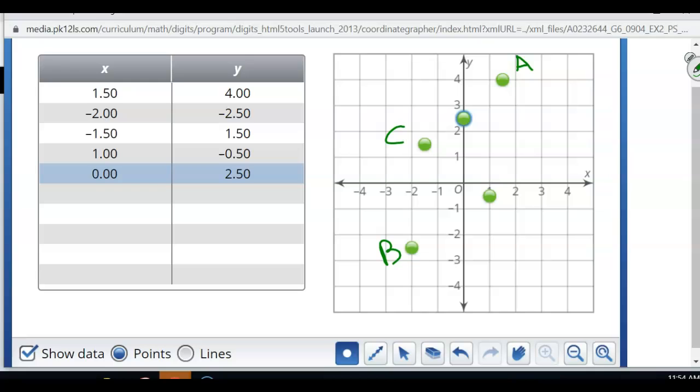All right, and then the last one, probably the hardest, where I see people make the most mistakes, is E. Okay, I'll go ahead and explain this one. E, the x value is what? 0. Thank you, Skyler. The x value is 0, so we stay at 0. Then our y says 2.5, so we go up to 2.5. You should be on the y-axis.